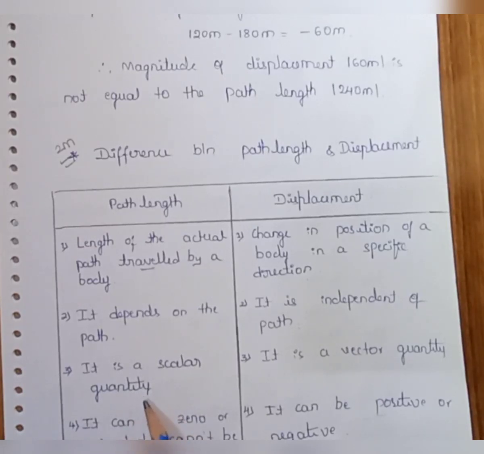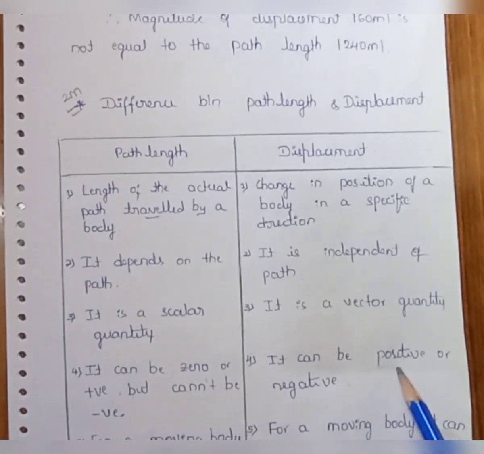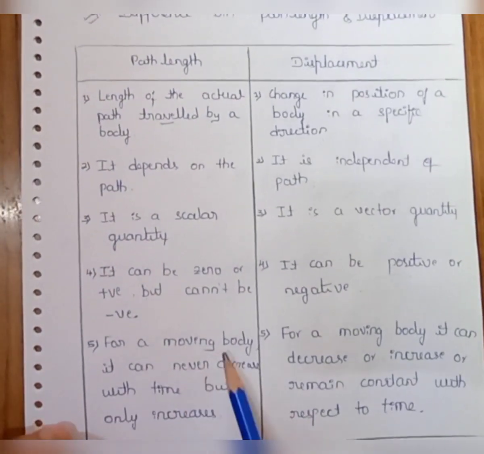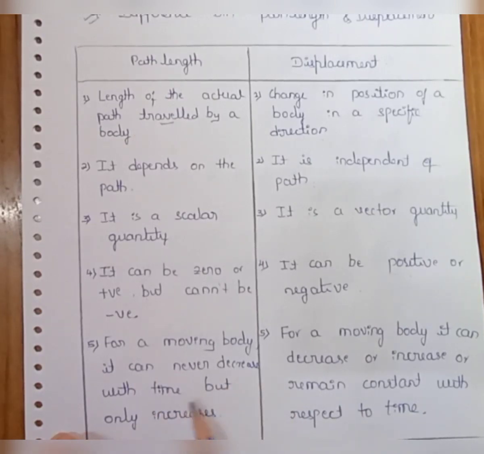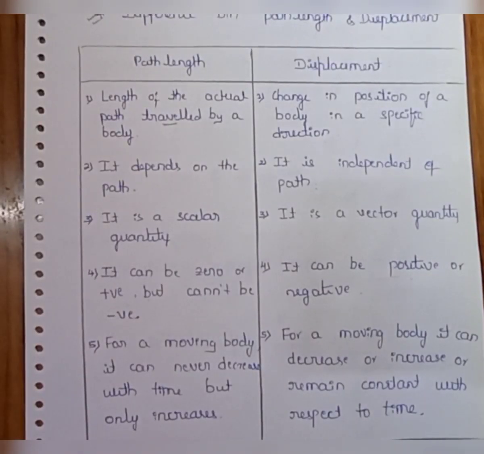What do you mean by scalar quantity? A scalar quantity has only magnitude but not direction. But displacement is a vector quantity, which means it has both magnitude and direction. Path length can be 0 or positive, but it cannot be negative. But displacement can be positive or negative. This is the fourth main point. Last point: for a moving body, path length can never decrease with time, it only increases. In case of displacement, for a moving body, it can decrease, increase or remain constant with respect to time. These are the main differences between path length and displacement.